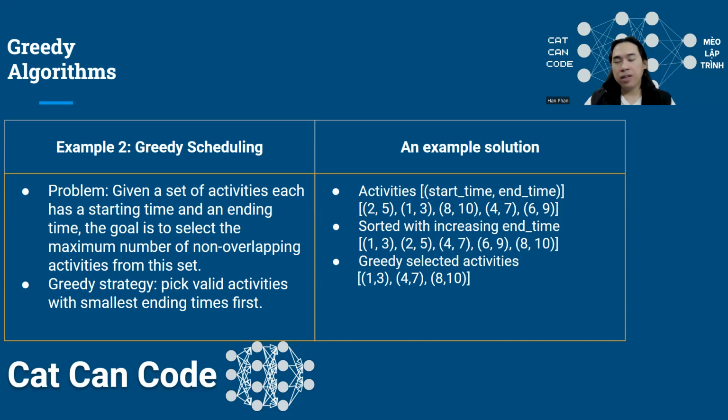So the greedy strategy first will pick the activity with the smallest ending time, which is the first one, 1, 3. And then it looks into the next one. The next one is 2, 5. But 2, 5 is not a valid one because we want to pick activities that are non-overlapping as per the requirement. Therefore, we have to pick 4, 7. After picking 4, 7, we cannot pick 6, 9 because 4, 7 and 6, 9 are overlapping. Therefore, we have to pick 8, 10 using the greedy strategy. So with the greedy selected activities, the solution is 1, 3, 4, 7, and 8, 10.